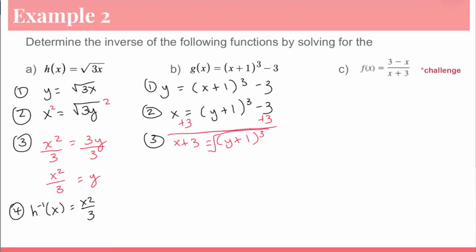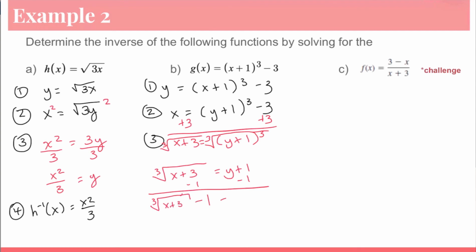With a cube root. This is a little too crowded right here. Make some more space. Okay, there. So you take a cube root on both sides. So a square root cancels out a square, a cube root cancels out a cube. So on the left-hand side, I will have cube root of x plus 3. And then the cube root and the cube cancel out, and I'm just left with y plus 1. And then my final step, addition and subtraction are inverses, so I will subtract. And I have cube root of x plus 3 minus 1 equals y.